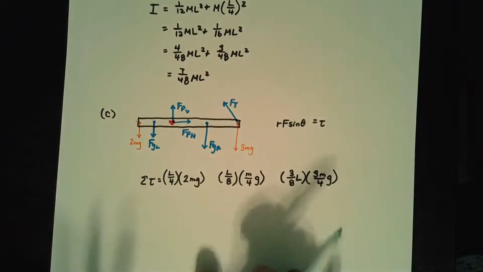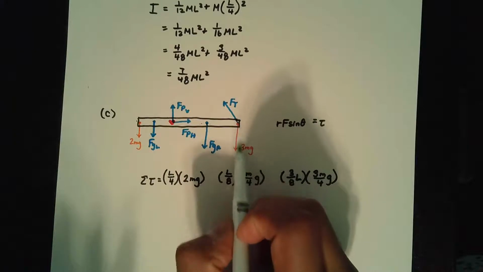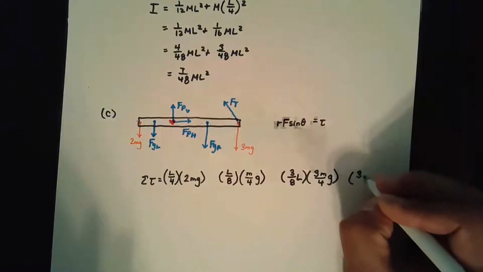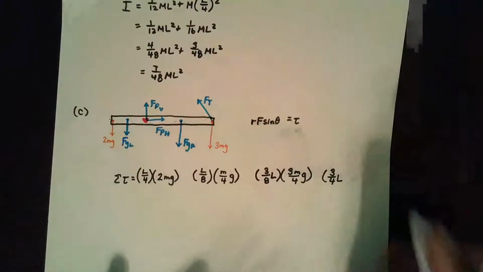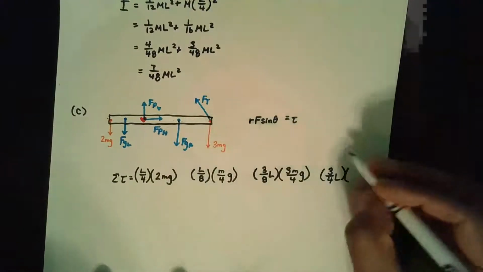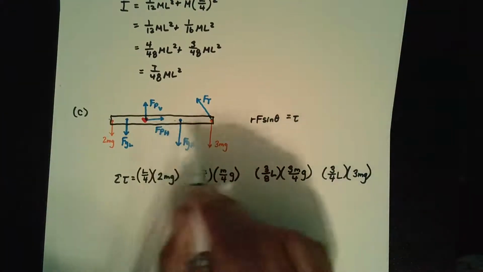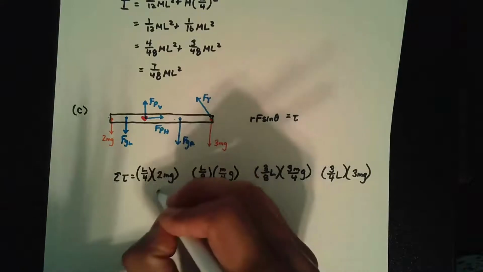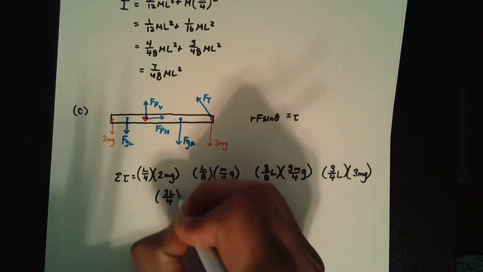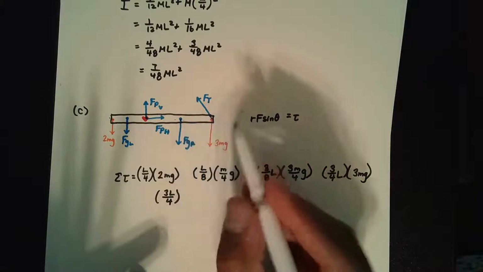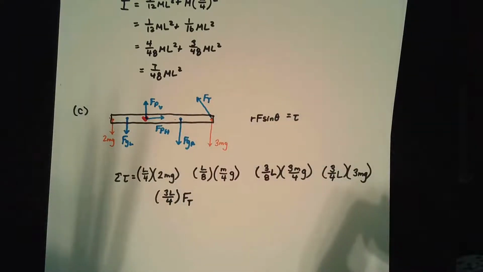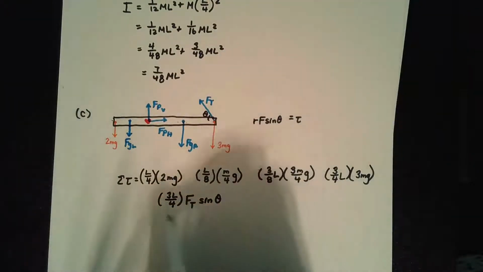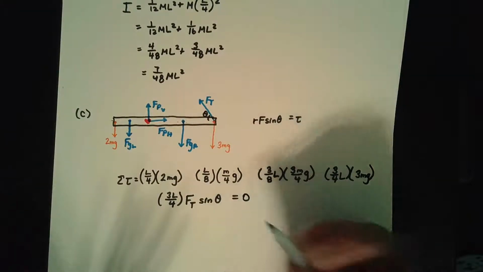Okay, let's keep going. I'm running out of room here. This 3mg force, its distance from my axis to the point of force application is 3 over 4 L times the force, 3mg, times sine 90. Okay. Last force, I have my tension force, which again is a distance of 3L over 4 from my axis of rotation to my point of force application, times my tension force, times sine of, and I believe it tells me this angle is theta. And since this is in rotational equilibrium, everything together is going to equal 0.